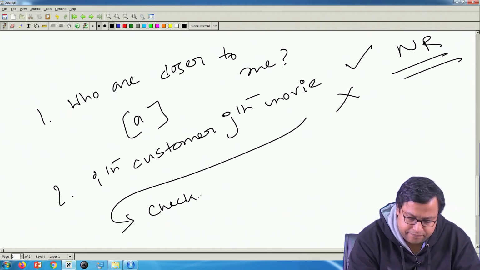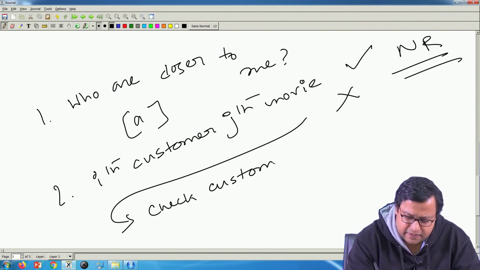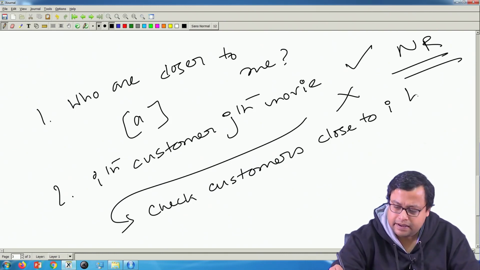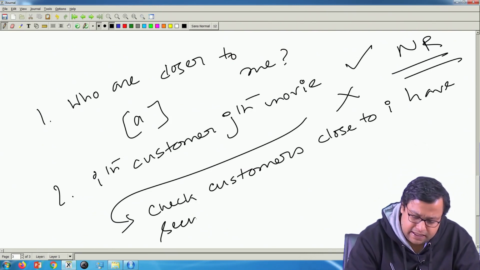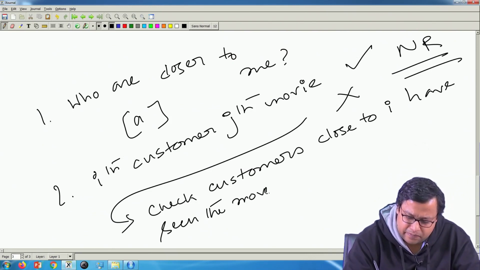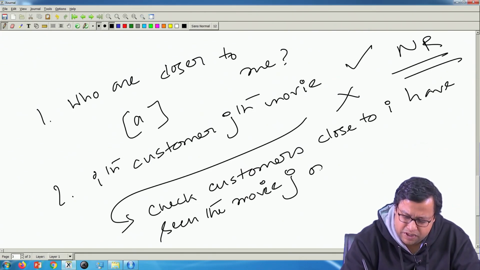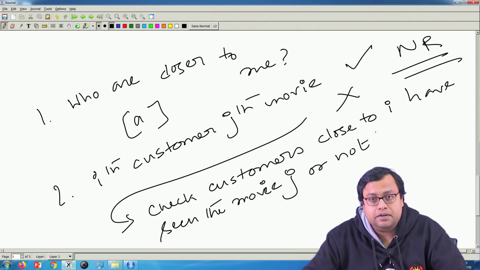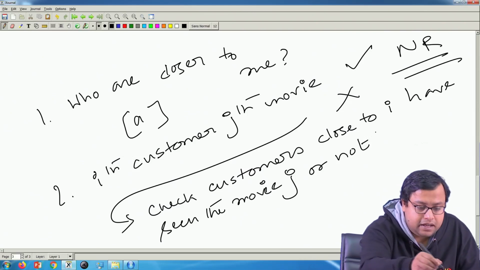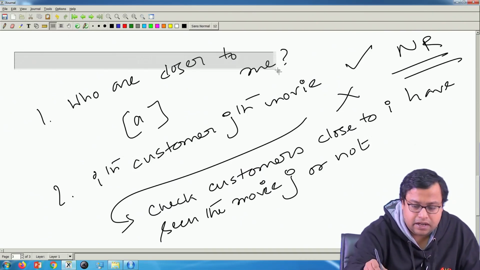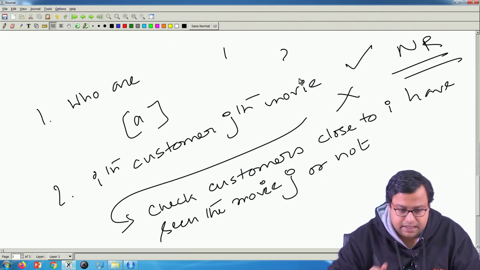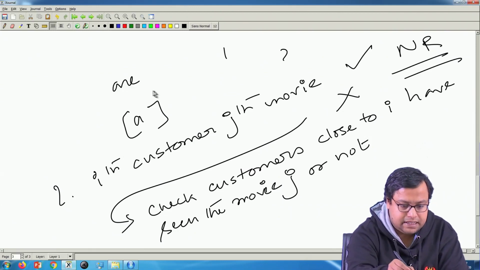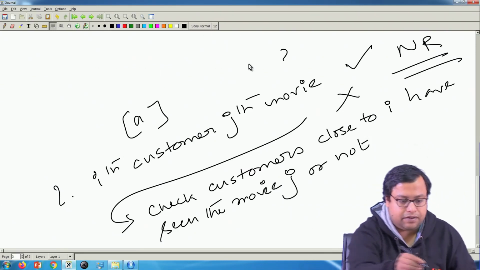Check customers close to I, whether they have seen movie J or not. So, that is my next question: whether customers who are close to me have seen this particular movie or not. If they have seen this movie, then I will show this movie. If none of them has seen the movie, then I will not show the movie.